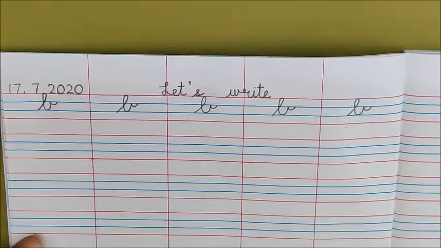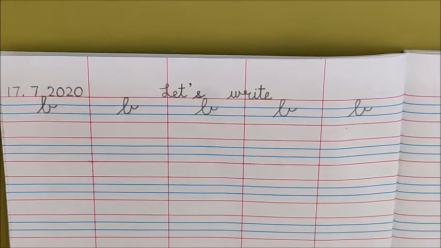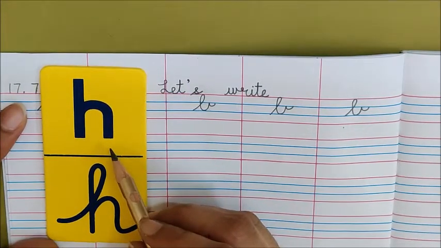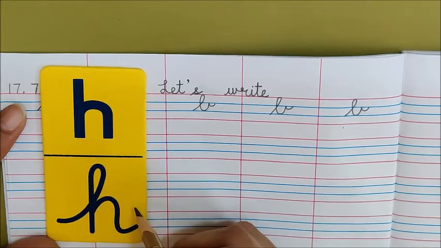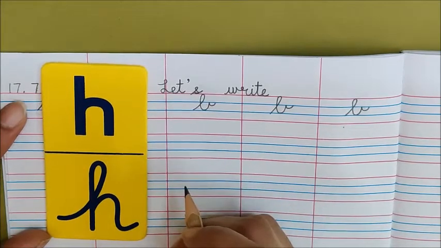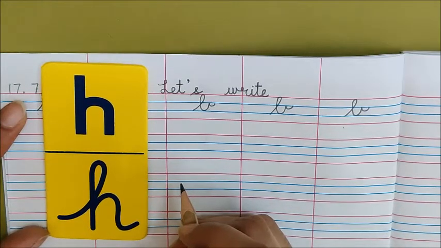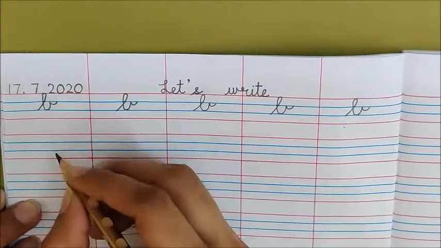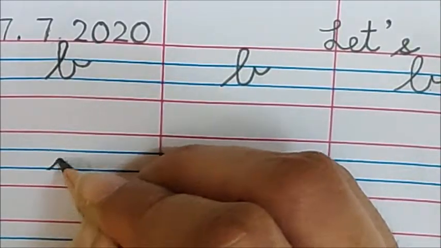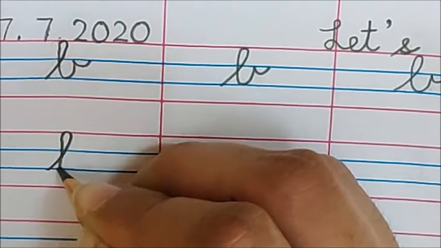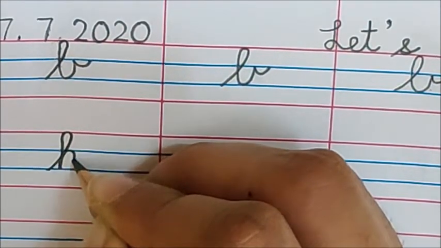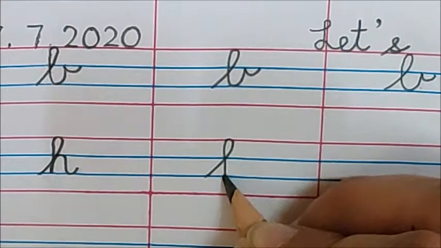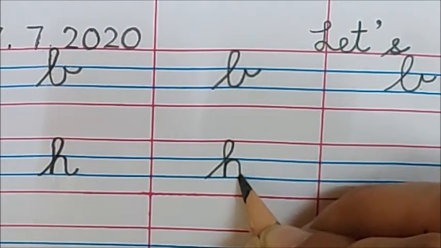Okay children, now the next letter is coming. Which letter is this children? H. This is H in print and this is lowercase h in cursive. And what is the sound of letter H children? H. H. H. So now let us write letter H in cursive here below letter B. Here we will write letter H. Go up, make a loop behind, go down, come back on the same line, touch the blue line, go down and a small tail.